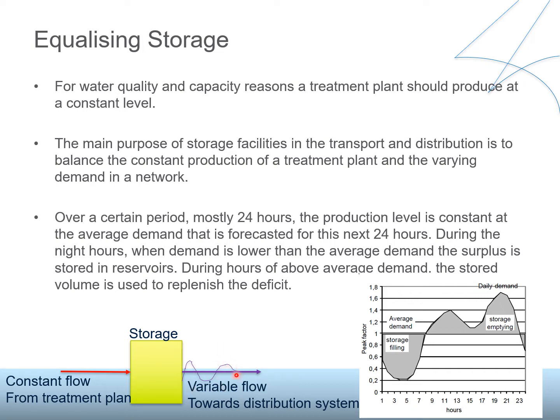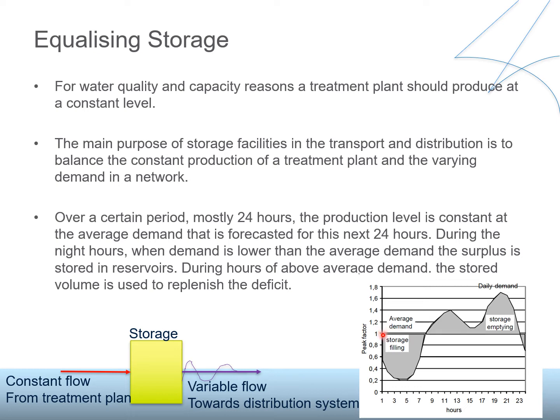So at the individual household levels, we use water at different quantity at different times, especially in the morning and afternoon. We use most of the water for the residential purpose. So we have the constant supply of water, but fluctuating demand, and to balance this, we need this equalizing storage.